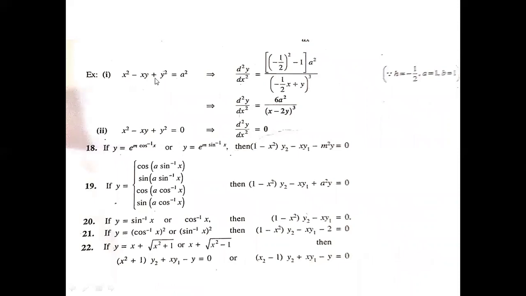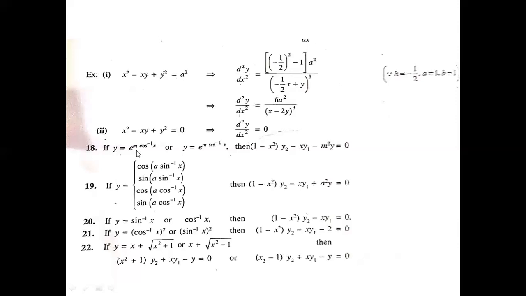Example, x square minus xy plus y square is equal to a square. If it is equal to a square, then d square y by dx square will be minus 1 by 2 whole square minus 1 into a square, by minus 1 by 2 plus minus 1 by 2 into (x plus y). So the result will be 6a square by (x minus 2y) whole cube. Suppose x square minus xy plus y square is equal to 0, easily d square y by dx square result will be 0. In this, h is minus 1 by 2, a is 1 and b is also 1. So for the right side equal to 0, you will get d square y by dx square is equal to 0.